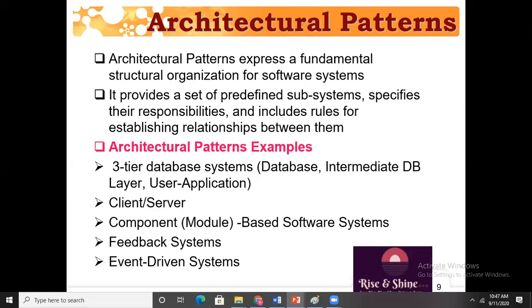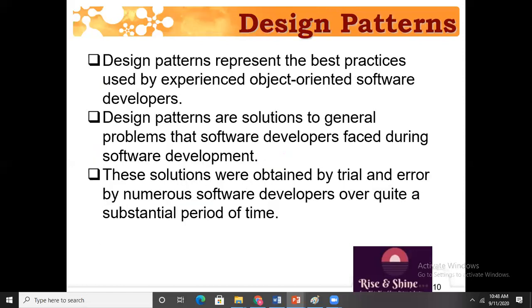There are so many architectural patterns, such as 3-tier architecture, client server architecture, component based architecture, module based software system, feedback system, and event driven system. These are called architectural patterns, and we will cover these in another video series. Here our main focus is on design patterns. A design pattern represents the best practices used by experienced object-oriented software developers.